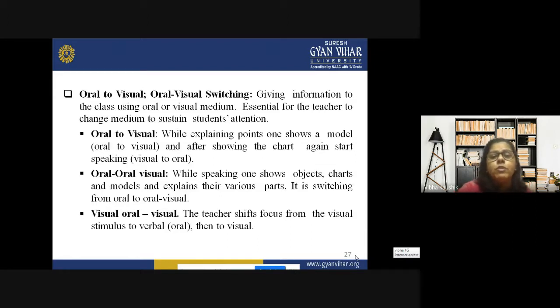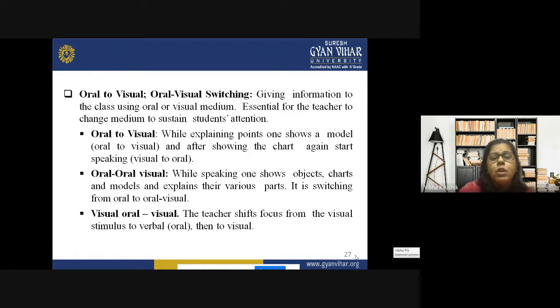Oral to visual switching: give information to the class using oral or visual medium. Means the teacher can use both the oral and visual medium to give the information to the students. It is essential for the teacher to change medium to sustain student attention, and to change from oral to visual helps to maintain or sustain the student's attention.